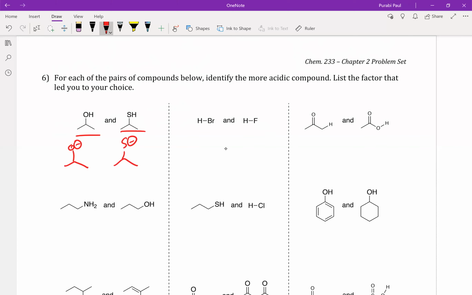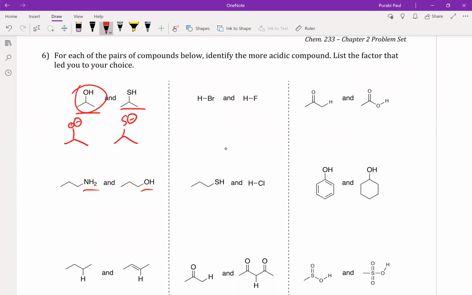So this has to do with electronegativity. Which one is more electronegative, O minus or S minus? I'll say O minus is more electronegative. Because it's more electronegative, it likes having the negative charge more to itself. And because of that, it's more stable, and OH should be more acidic. Okay. How about this one?